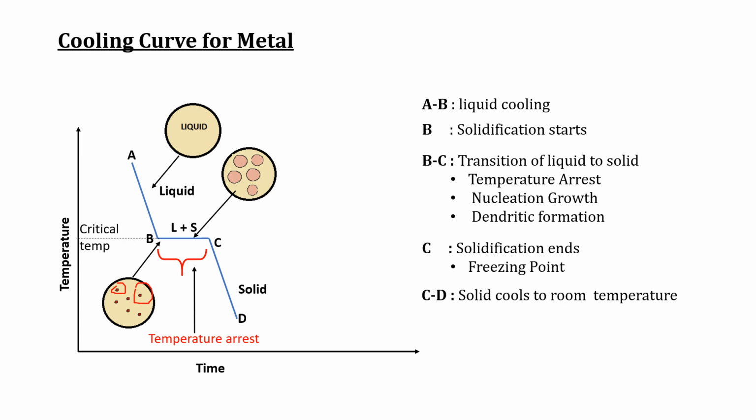At point C the solidification ends, and the liquid is completely converted into the solid state, and point C is known as the freezing point. After point C to point D the solid material is cooled down to room temperature up to point D, and this is the microstructure, or grain structure, which is developed after converting into the solid state of the metal.